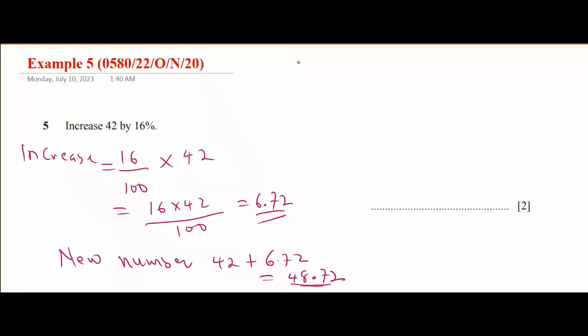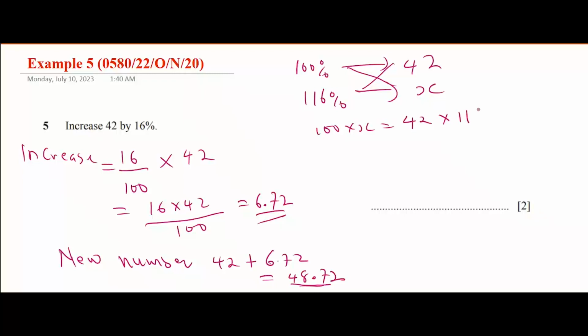Alternatively, you can say at 100%, you have 42. That means when you are yet to increase it, 42 is at 100%. So if you increase it by 16, that means from 100%, it will go to 116%. So what will be the number if that happens? Let's say x. So we need to cross multiply. We're going to have 100% times x equals 42 by 116%.